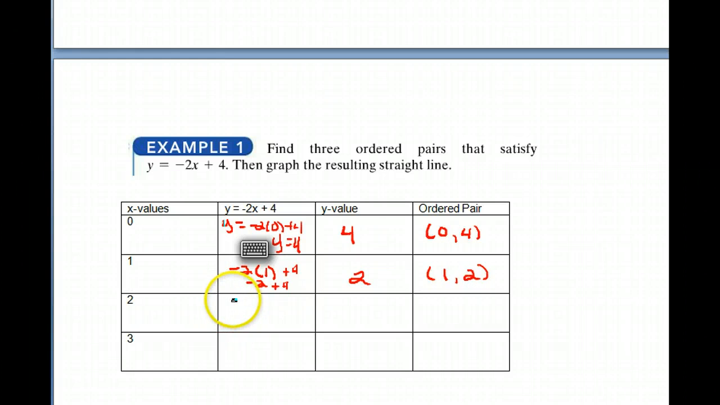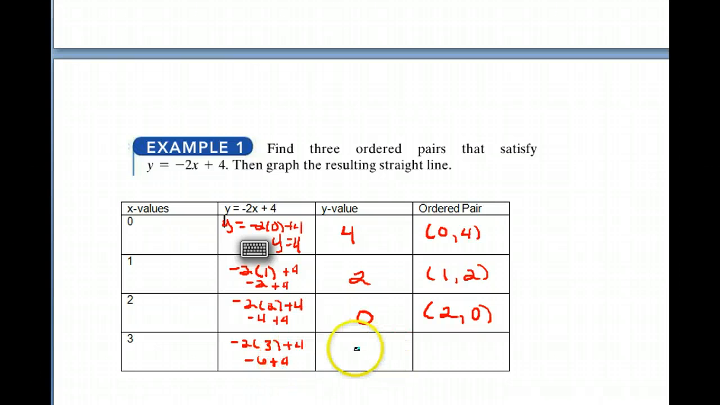Next, we're going to plug in the 2. We have negative 2 times 2 plus 4. We should have negative 4 plus 4, which makes 0. So our ordered pair is 2, 0. Lastly, we have negative 2 times 3 plus 4, which gives us negative 6 plus 4, which results in negative 2. So we have ordered pair 3, negative 2.